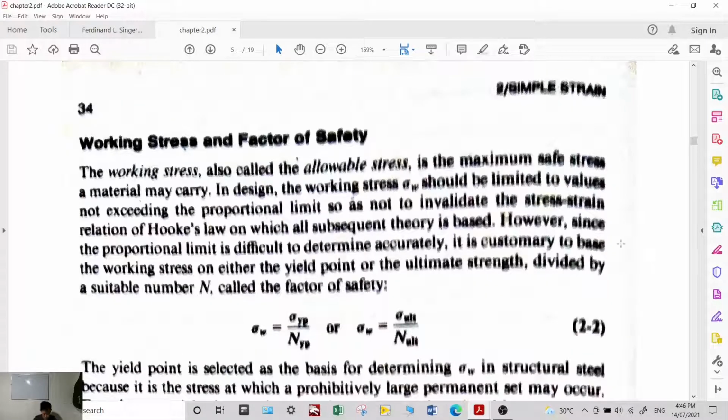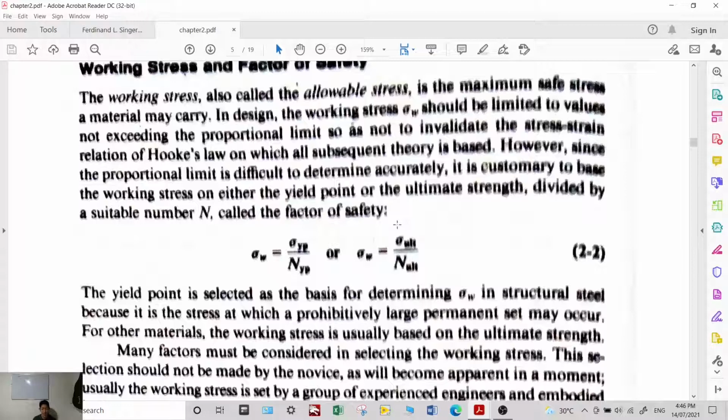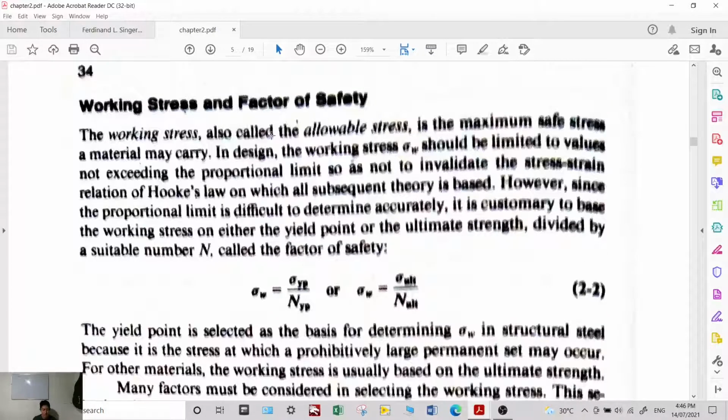Okay, so let's proceed with the working stress and factor of safety. The working stress or the allowable stress is the maximum safe stress a material may carry. So in designing, the working stress should be limited to values not exceeding the proportional limit. Okay, as I have said, work only in the proportional limit.